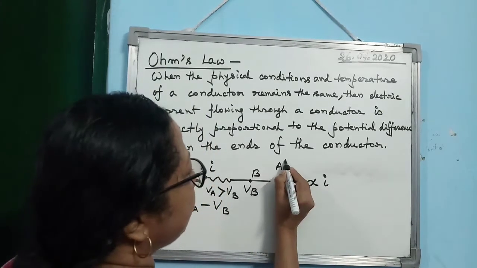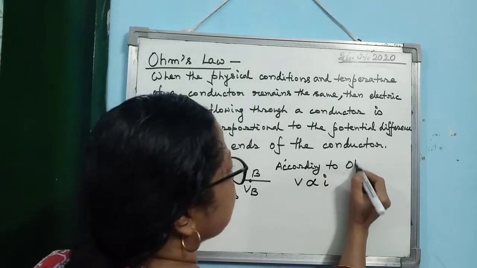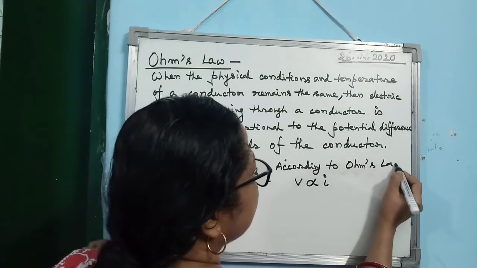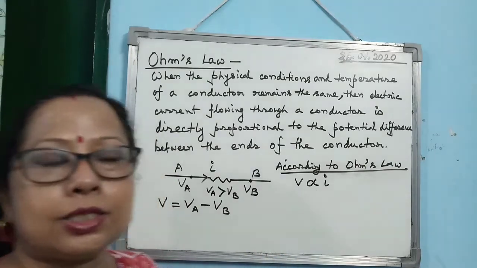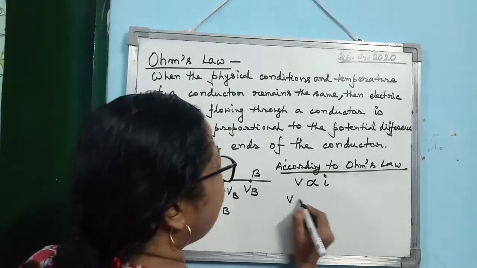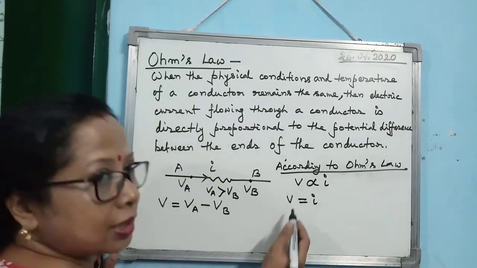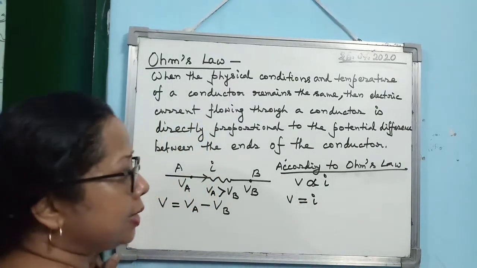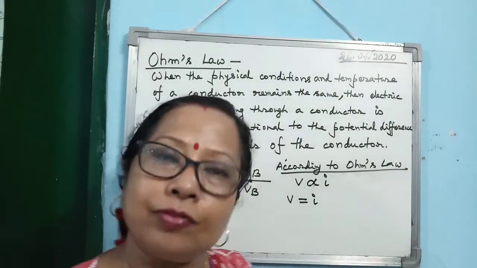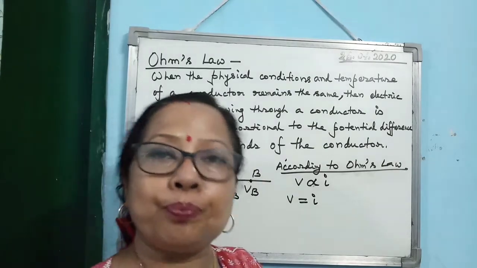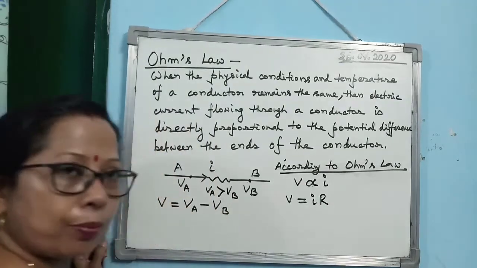So what can you write? According to Ohm's law, you can write this mathematically. According to the statement of Ohm's law, one can write V is proportional to I. So you see, V will be some constant times I, isn't it? This is the concept of maths, that when a proportional sign is replaced by an equal sign, then on the right side you have to introduce the constant of proportionality. So here you have to introduce the constant of proportionality.